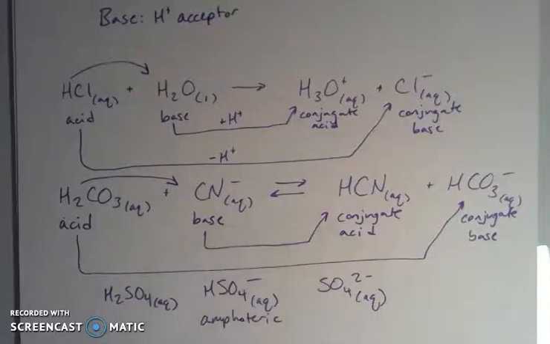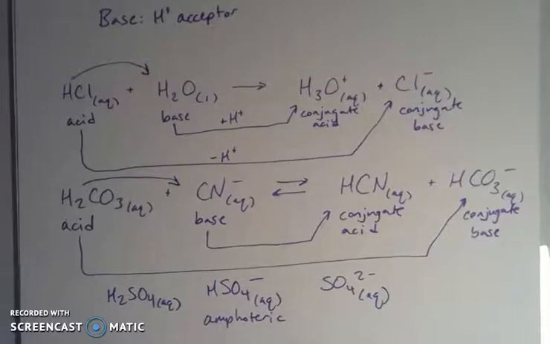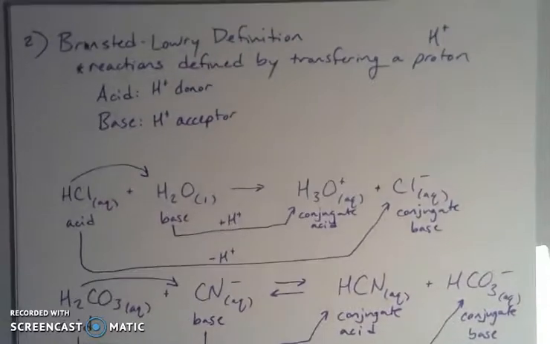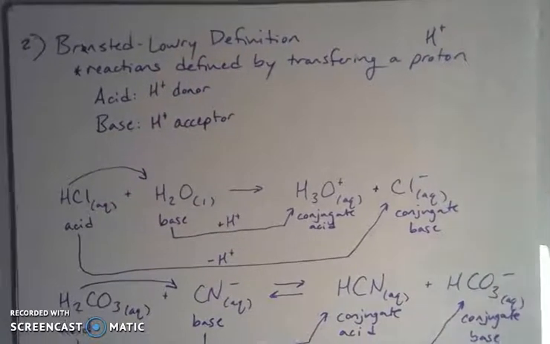Okay, so we say that this substance here is amphoteric, or amphiprotic, meaning that it can react as either an acid or a base depending on the circumstances that it's in. So it has both a conjugate base and a conjugate acid depending on which way, whether we're donating or accepting a hydrogen. All right, so it's all about protons for Bronsted-Lowry.